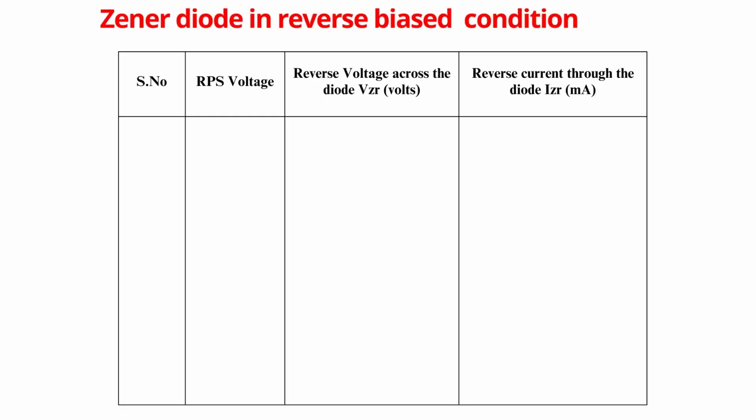Zener diode in reverse biased condition, RPS voltage, reverse voltage across the diode VZR, volts.